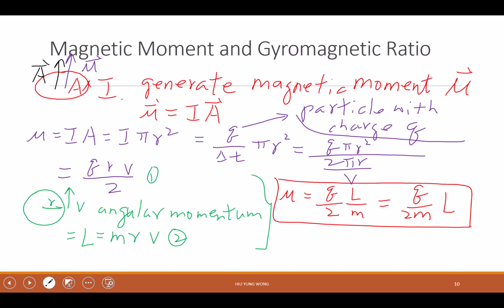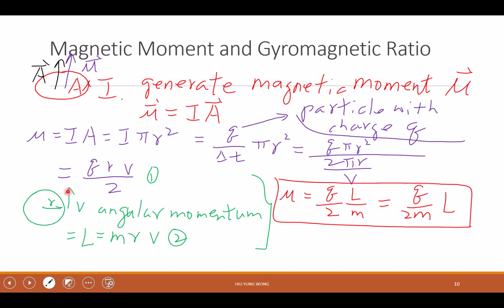Which one, say again? M, oh, sorry, the mass. This is the mass of this particle. It's because I did not emphasize well, the current is generated by a particle with charge, right? And that's why we get this delta T.